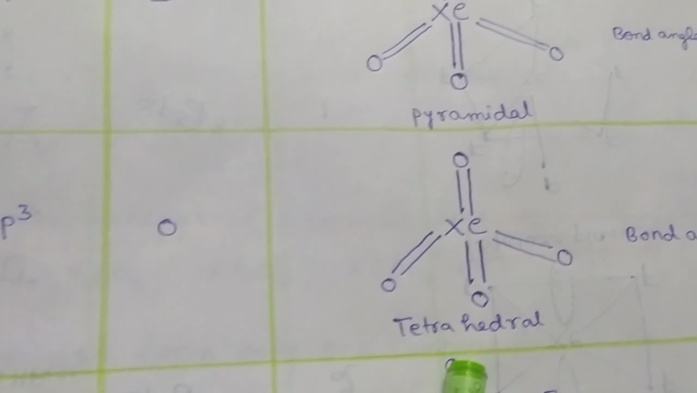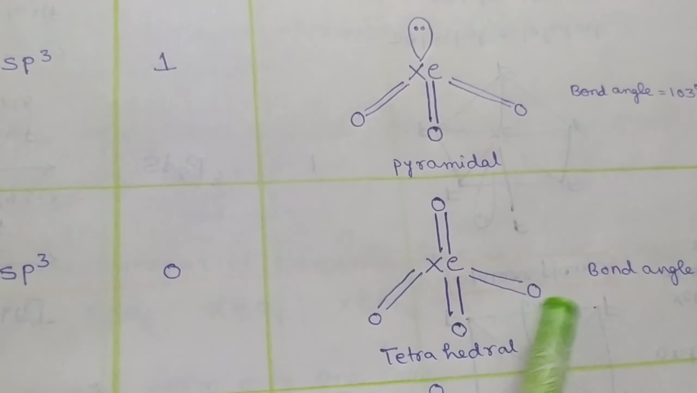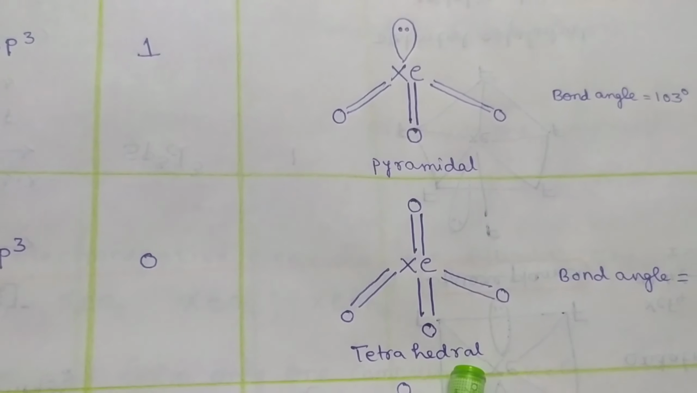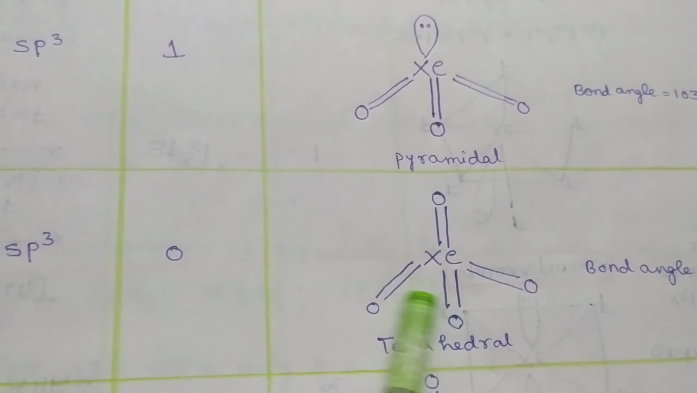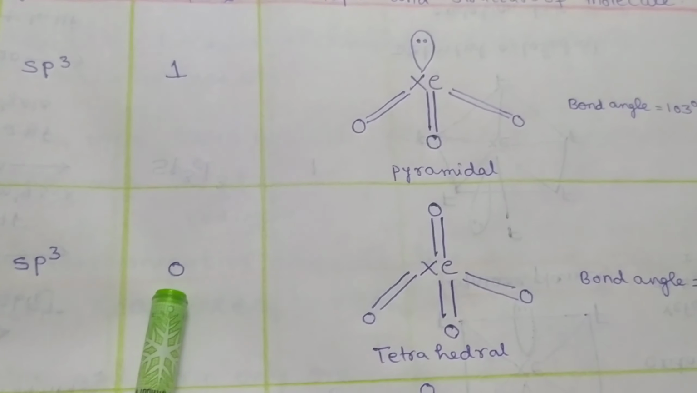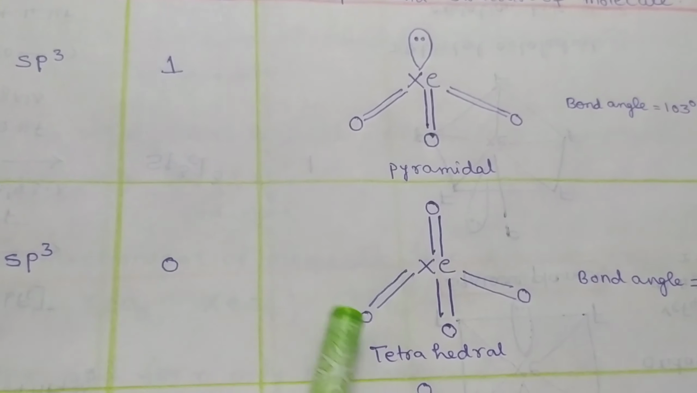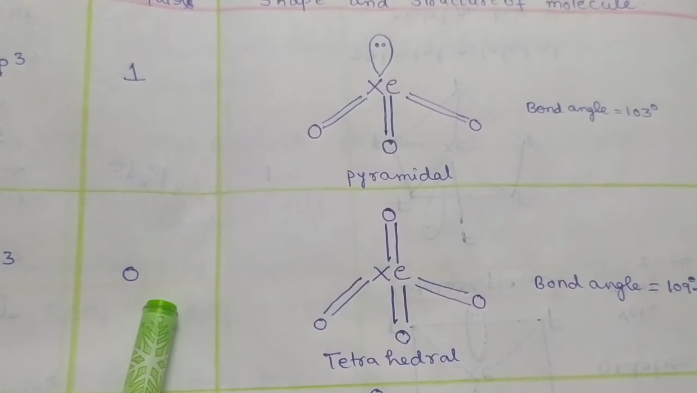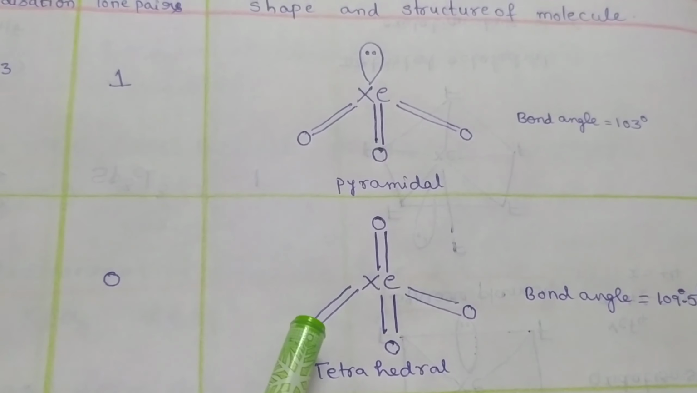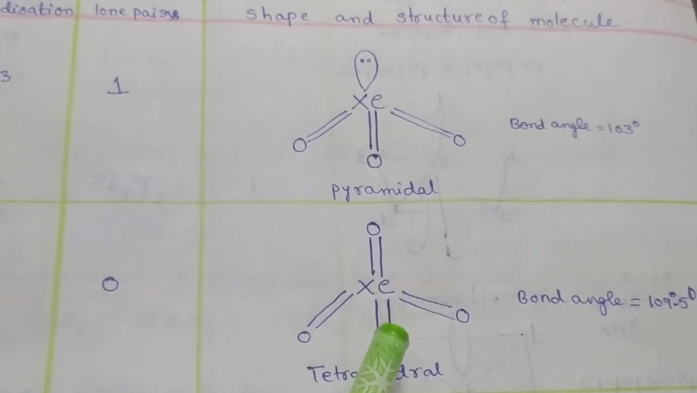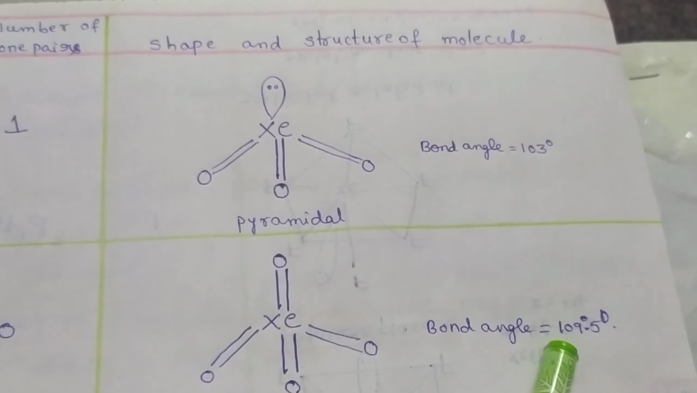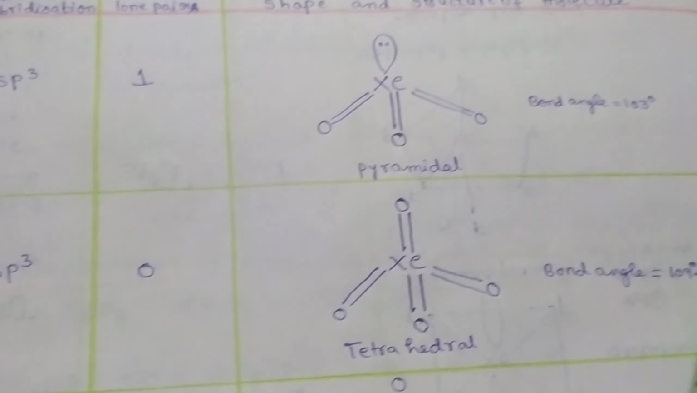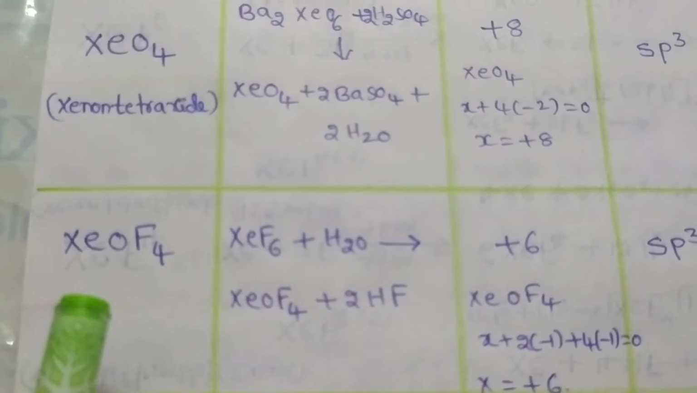When we observe the structure here, xenon tetroxide shows a tetrahedral shape. So, there is no lone pair of electrons. That means the number of lone pairs of electrons in xenon tetroxide is equal to 0. The bond angle between oxygen, xenon, oxygen is equal to 109.5 degrees.